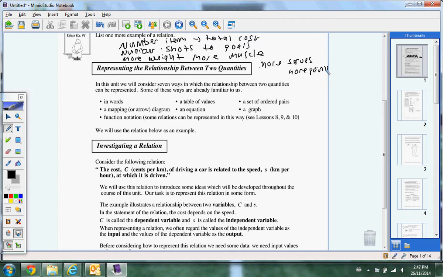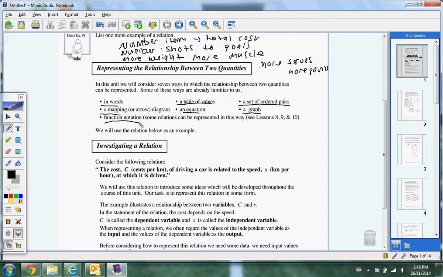All right, so we're representing the relationship between two quantities. In this unit, we'll consider 7 ways in which a relationship between two quantities can be represented. In words, so these are 7 different ways we can do it. We got words, table of values, set of ordered pairs, so that's the points, mapping, like a diagram, an equation that relates things, a graph, and then function notation. Okay, so there's 7 different things we're going to talk about. Function notation is like an equation. We'll talk about that when we get there.